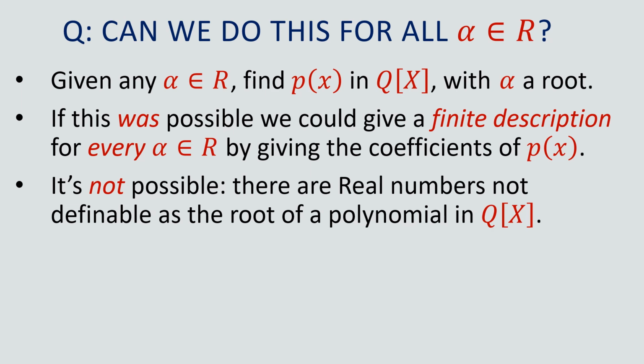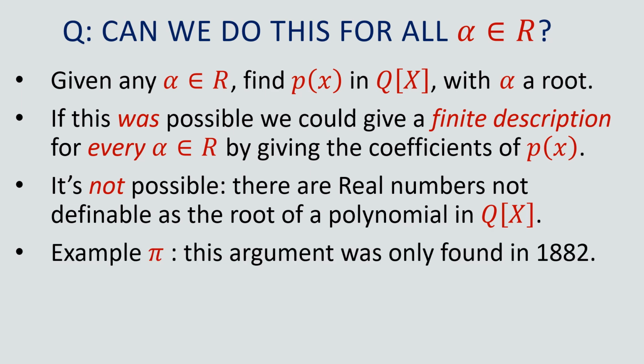This is a very famous result. It dates back to 1882, and one famous example is the value pi, the ratio between the circumference and the diameter of a circle. We cannot describe pi as the root of a polynomial with rational coefficients.